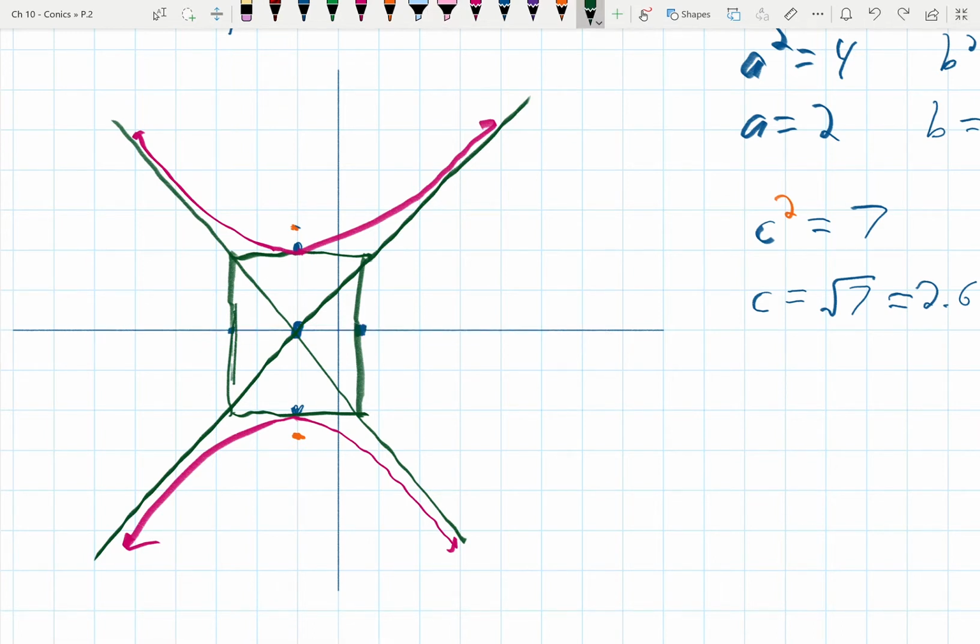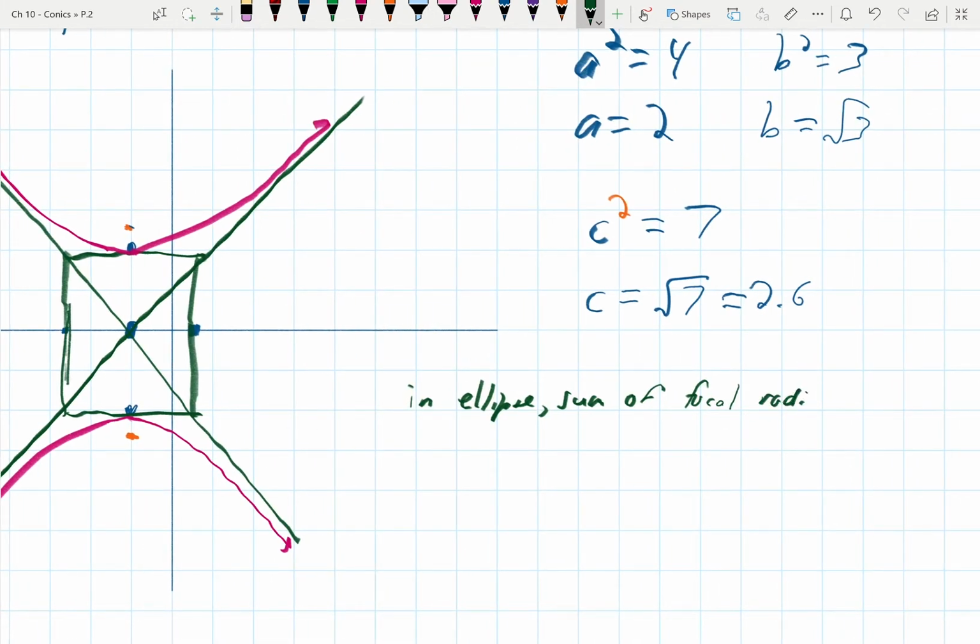Okay, some other terms that come up in an ellipse. You sometimes see this referred to as the sum of the focal radii. That's what 2a is. If you think about the sum of focal radii, it makes sense. From any point, the sum to the two foci, which would be focal radii, is constant. In a hyperbola, it's not called the sum of focal radii, it's called the difference. The difference of the focal radii.